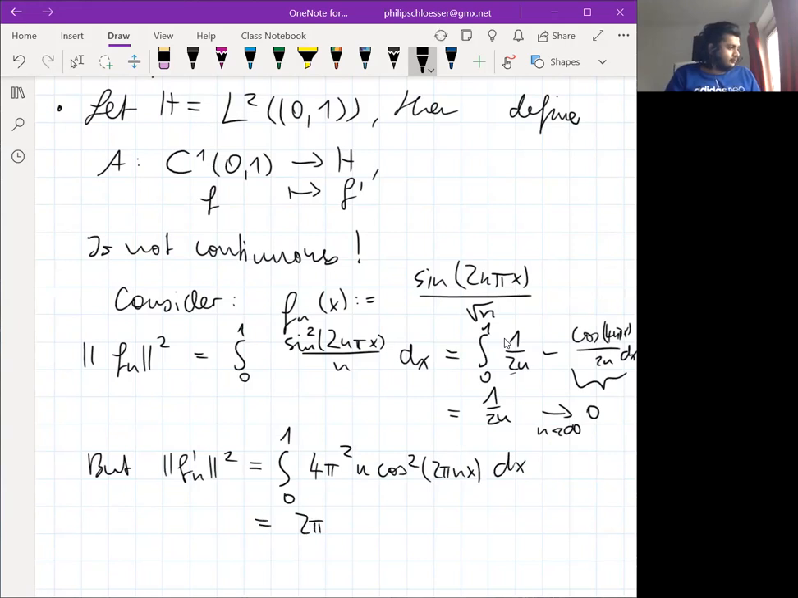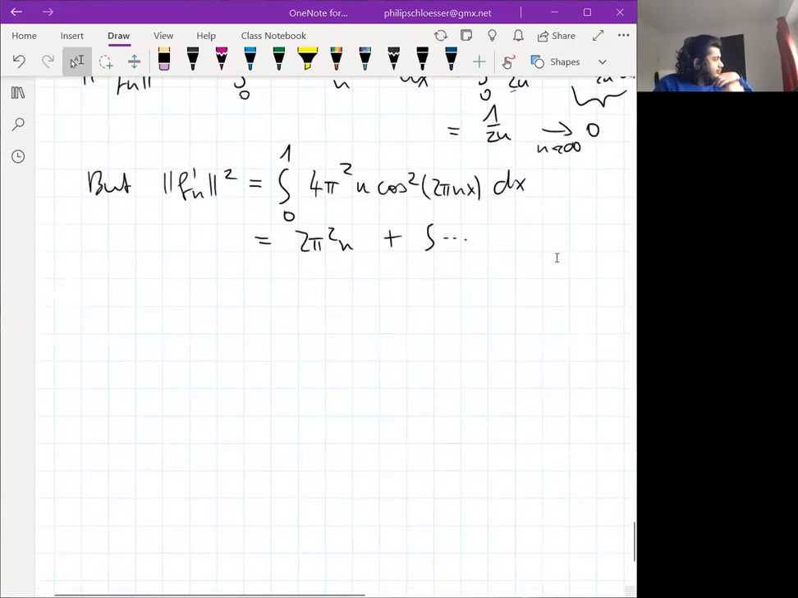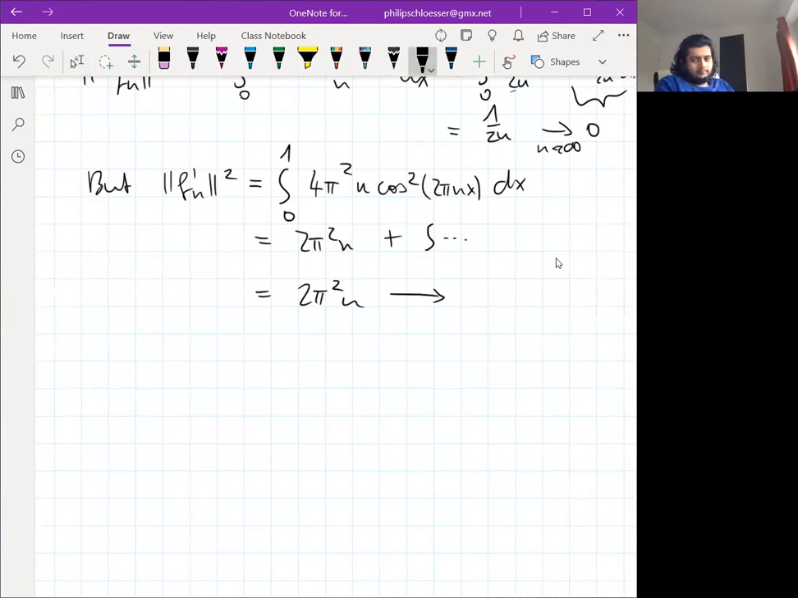And this one is 2 pi squared n plus some integral, and that integral probably again vanishes due to boundary conditions. And this doesn't only not converge to 0 for n to infinity, but it even blows up. So I guess what I'm trying to say is that those don't converge to the derivative of 0, which is 0.